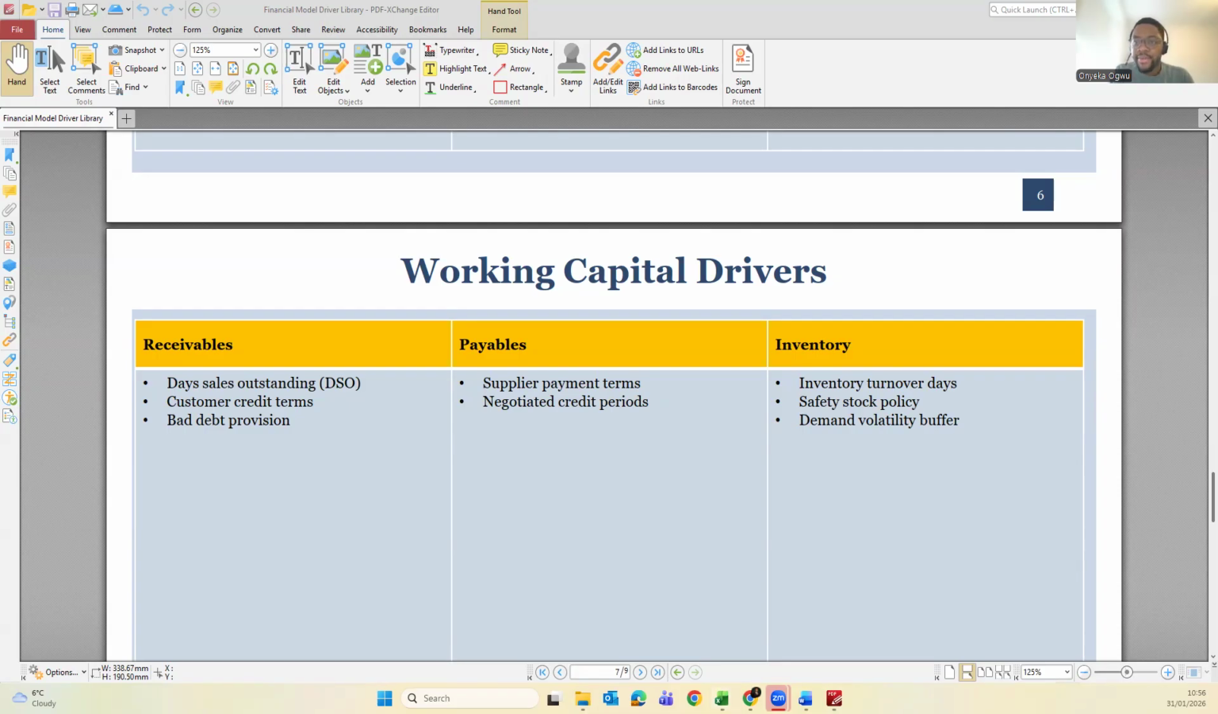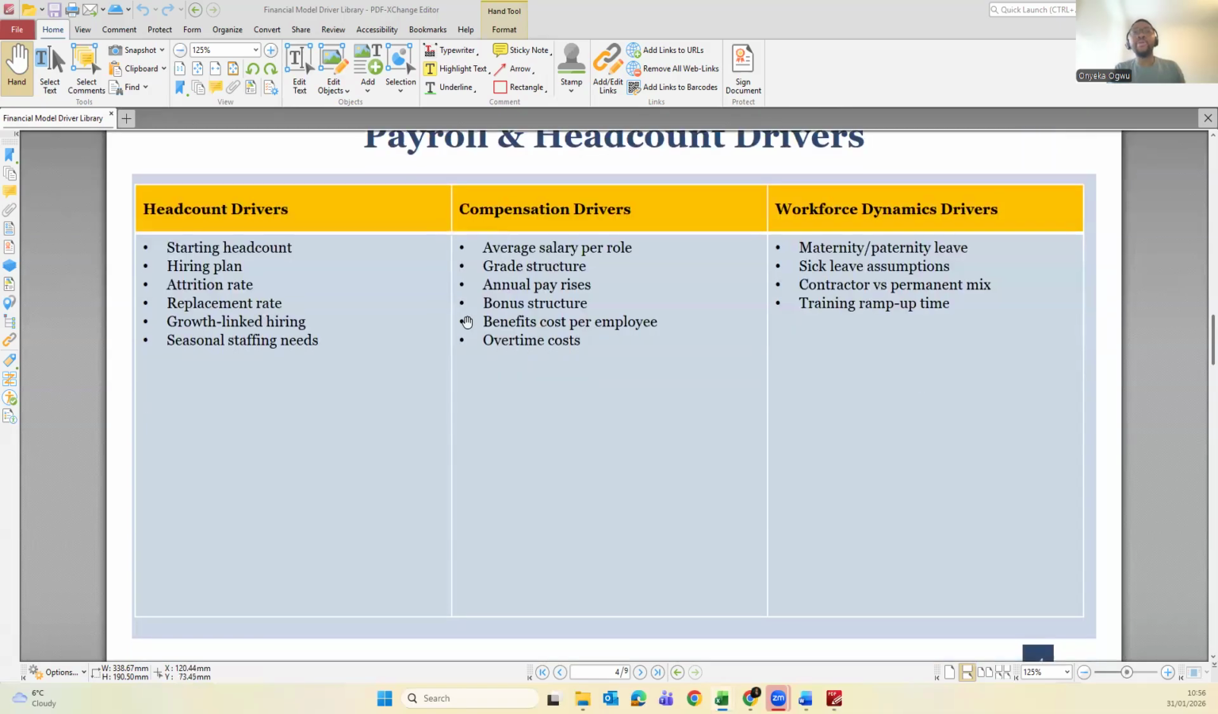Okay, perfect. Now that we know how to think about it, a financial model is in 3 parts. Number one, you understand how to think about it. Then you ask the right questions. For example, revenue, like everything we spoke about in revenue, or let's say payroll.